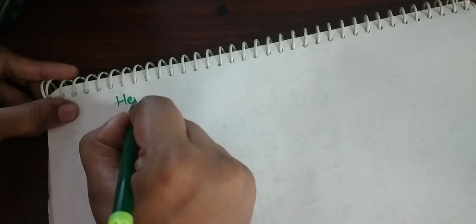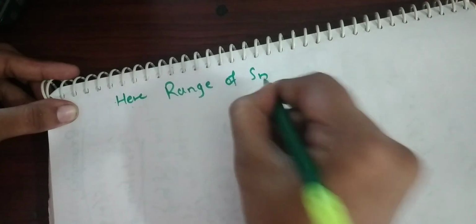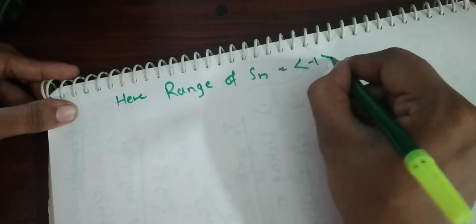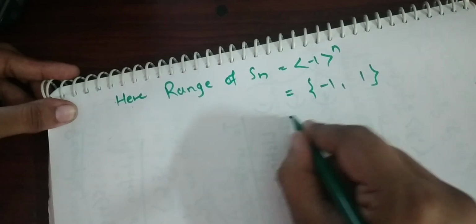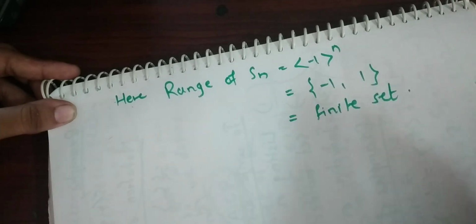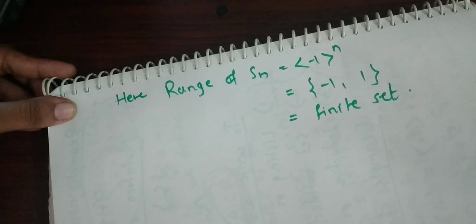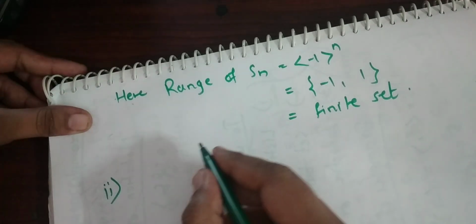See, here the range of Sn is equal to minus 1 to the power n, which is equal to what? Minus 1, 1. So this is a finite set. Yes, understood?